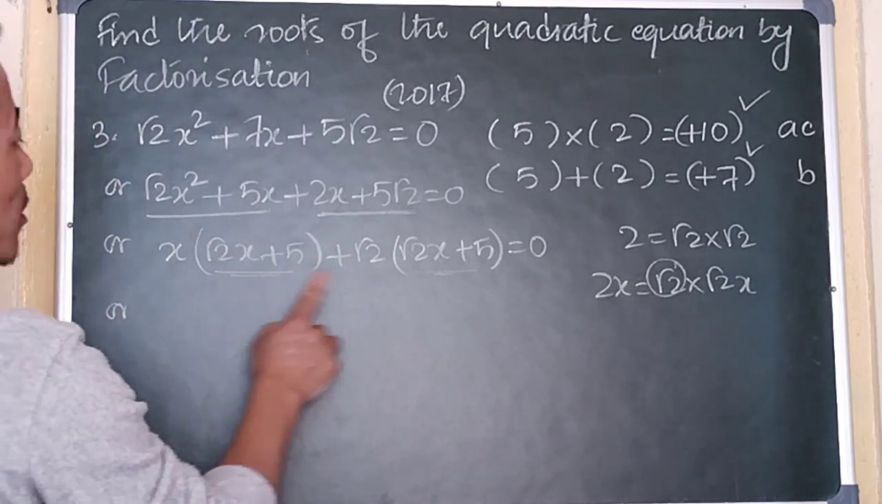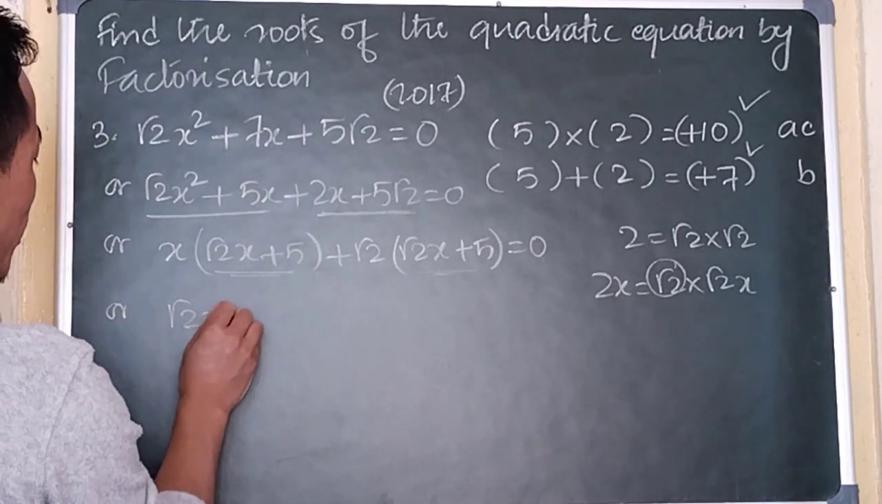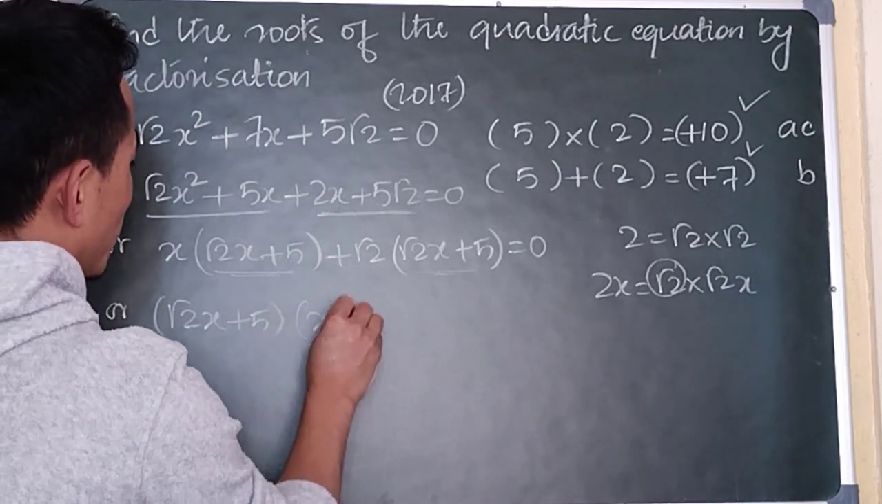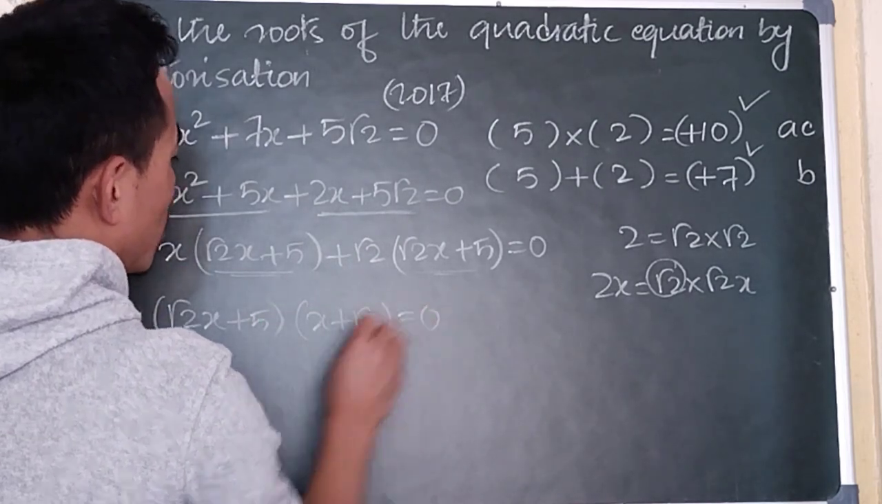After that, from the entire term, root 2x plus 5 is common. Then we are left with x plus root 2 equals to 0.